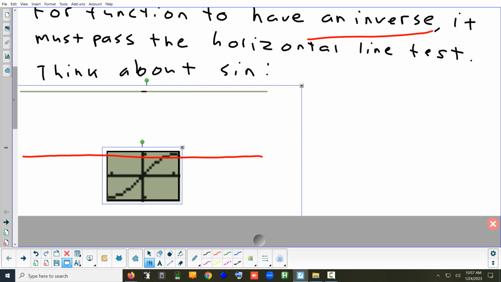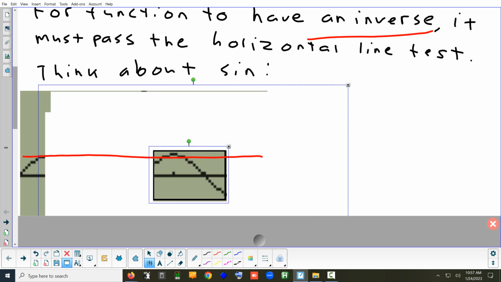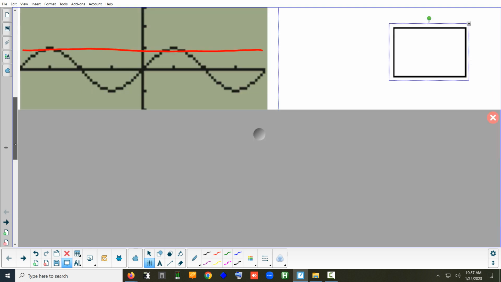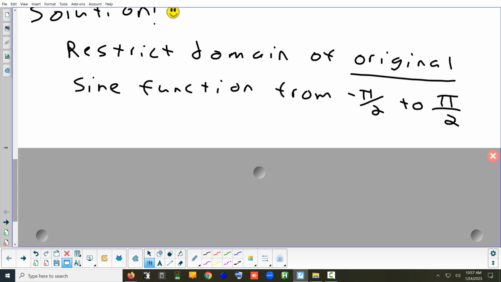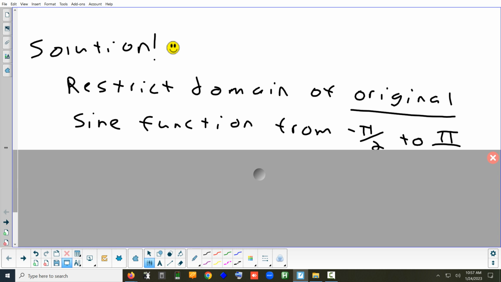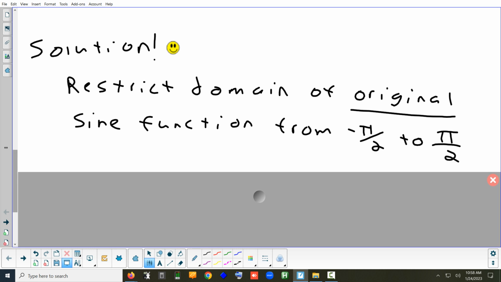So we're going to restrict the domain of the original. I think I write that down right here, to be between negative 90 and 90. That's the solution to make it pass the horizontal line test. Now, there's other sections you could use. Negative 90 to 90 is just one of them. You could find other ones. But this is the standard one we always use, and it's the one that calculators use.